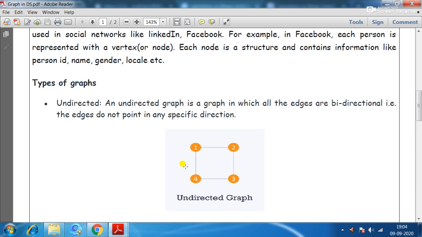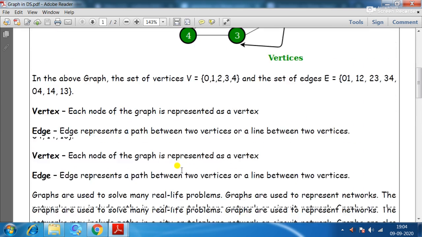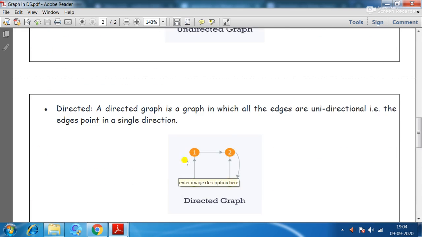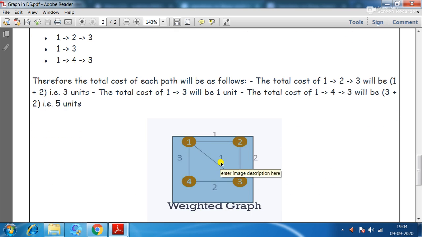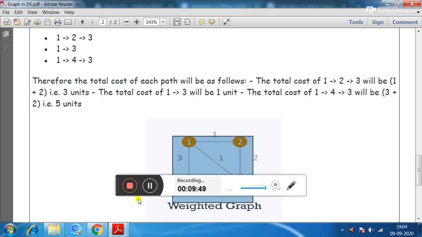So in this way the graph data structure can be classified into directed, undirected and weighted graphs. In our next videos we will discuss the remaining concepts of the graph. Thank you very much.